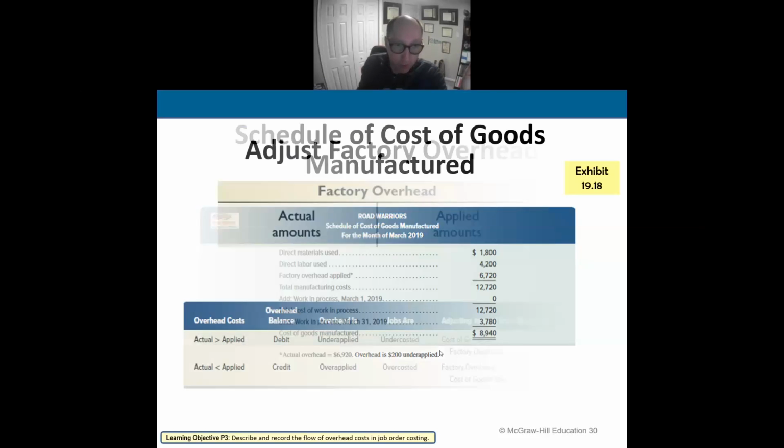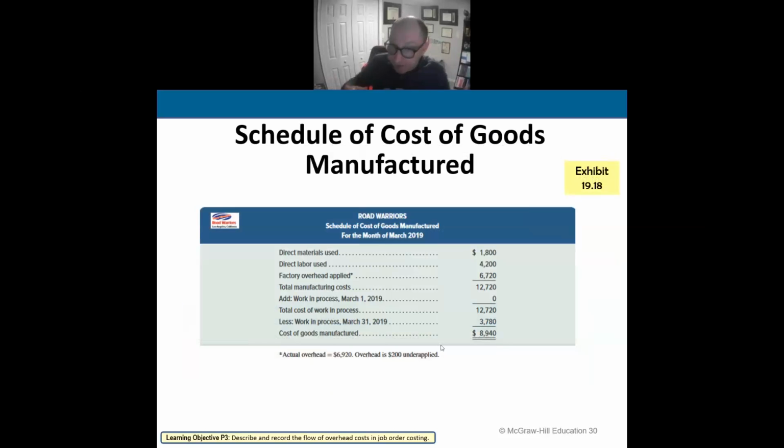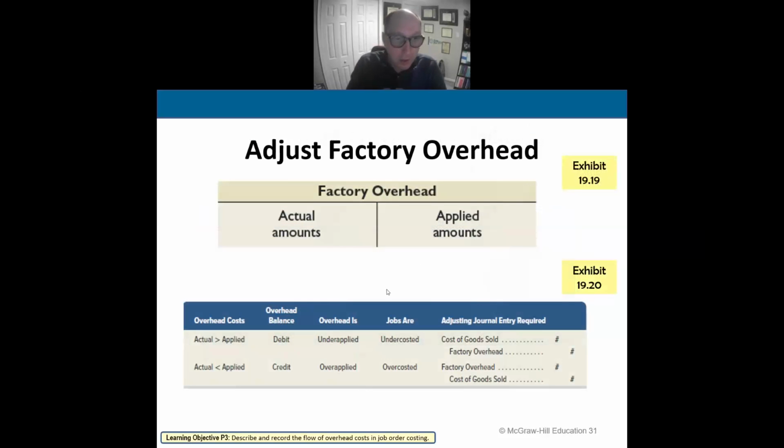And this is where the overapplied, underapplied comes in. How do we find the over or underapplied? We take the actual overhead and compare that amount to the estimated overhead. Okay, and this is how it works. If the actual overhead is greater than the estimated or applied factory overhead amount, then it is said to be underapplied.